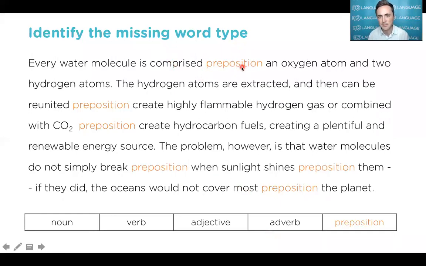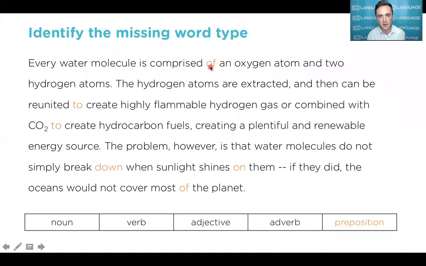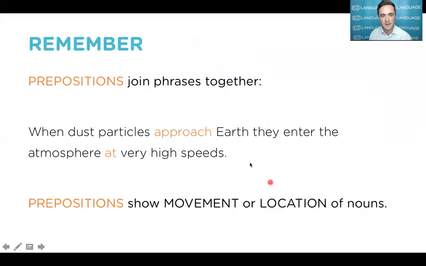Comprised of, reunited with, to create, break down, shines on, most of. They are prepositions that are missing. So prepositions join phrases together.